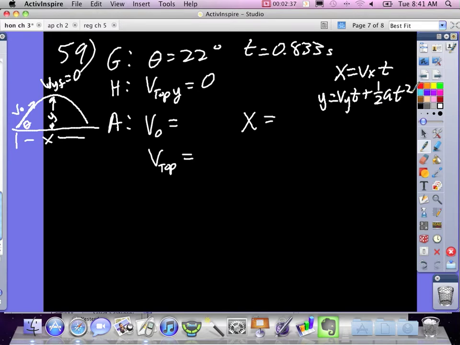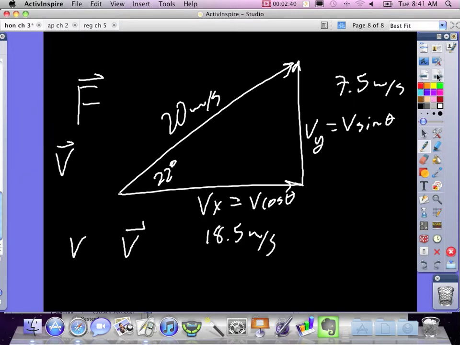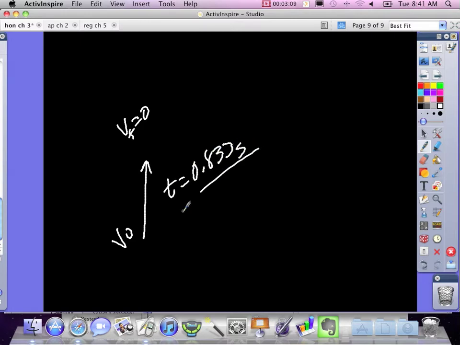Okay, now let's break this down into an entirely different problem. I want you to do this on your homework paper somewhere. Some object flies from some initial velocity straight up in the air, and of course at some point it's going to stop, so some final velocity of 0. And it takes 0.833 seconds to get there. Tell me its initial velocity.